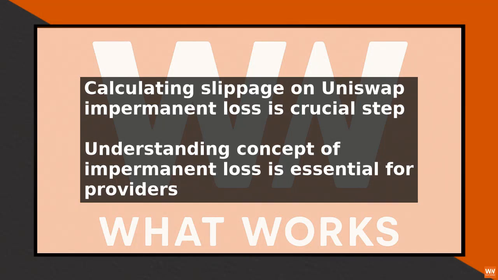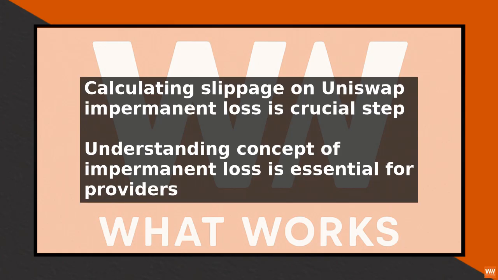Calculating slippage on Uniswap impermanent loss is a crucial step for liquidity providers to understand their potential losses. To start, it is essential to understand the concept of impermanent loss, which occurs when the price of a token in a liquidity pool changes, resulting in a loss of value for the liquidity provider.